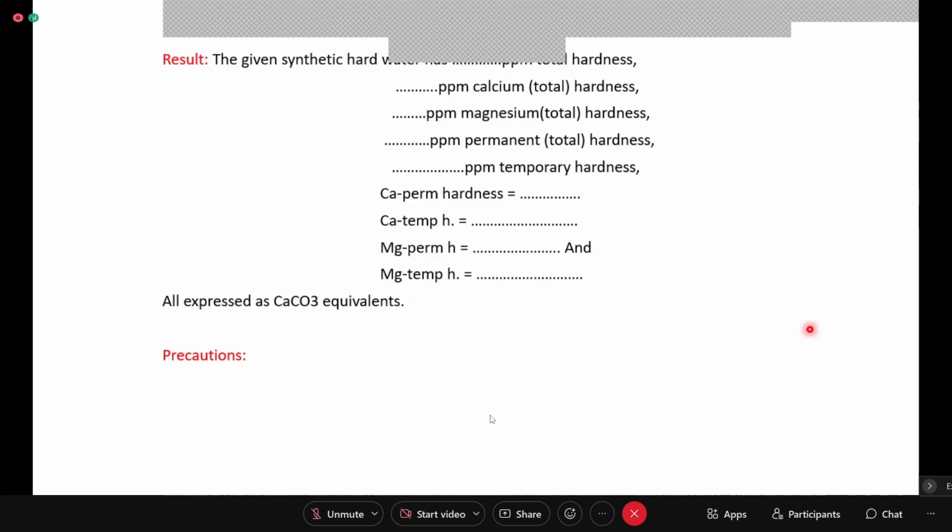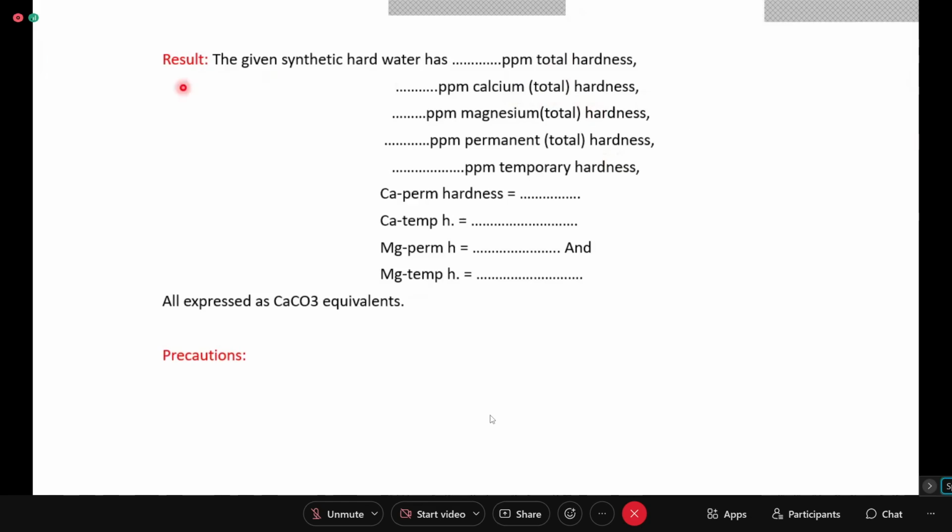No one has any doubt? Ma'am, result on both sides. Result should be written on both sides. So I have put it one after the other. You can write it in a sentence form, one after the other, instead of one below the other.